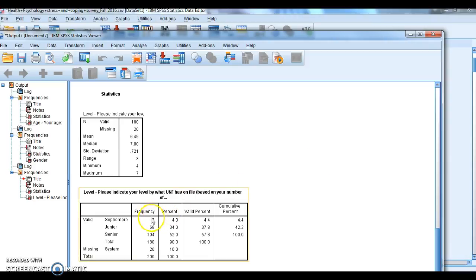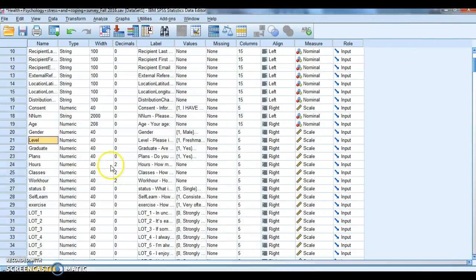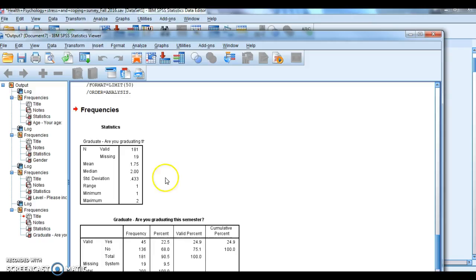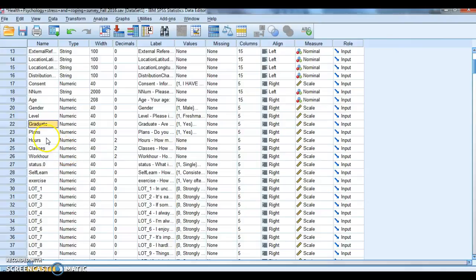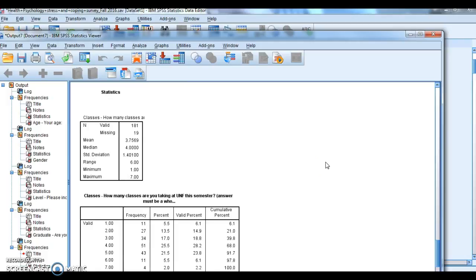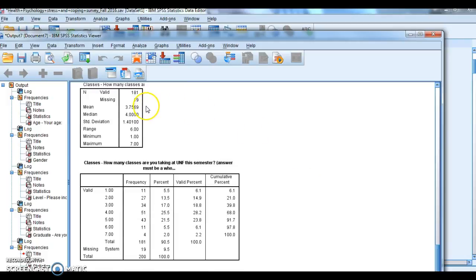We have just a very small sample of sophomores, mainly seniors taking this course. And in fact, we have about a quarter are graduating this semester. In terms of the number of classes, we can see that on average, people are taking around 4 classes, but some people are taking up to 7 classes. And you can see how it's clustered right around here in the middle between 3 to 5 classes.